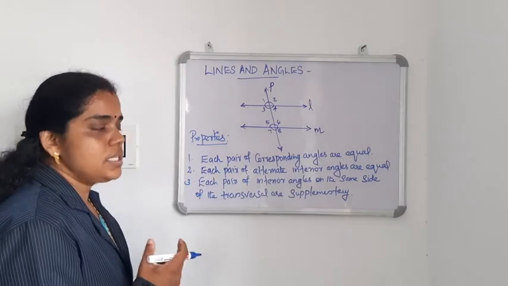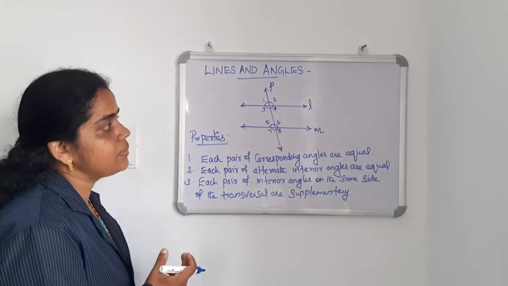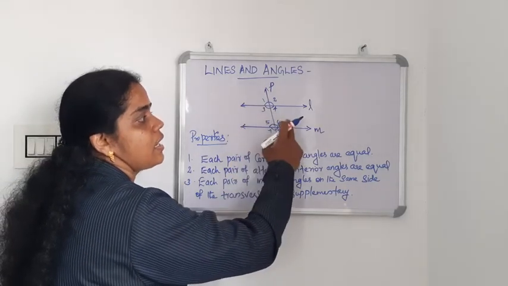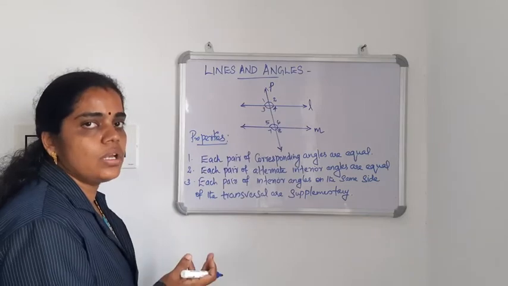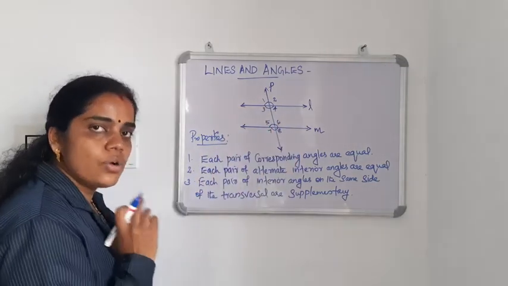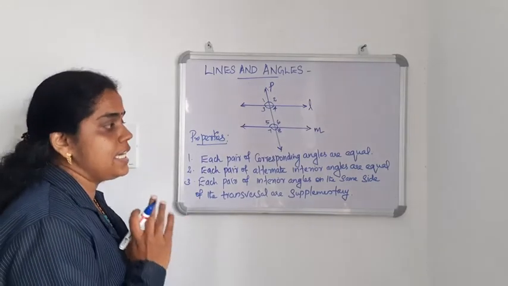Second property, each pair of alternate interior angles are equal. What are the alternate interior angles? That we already discussed. Alternate interior angles are angle 3 and angle 6, which are equal. If this measurement is 120 degrees, angle 6 is also 120 degrees, that is equal.